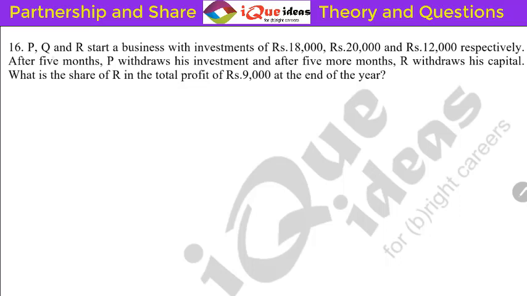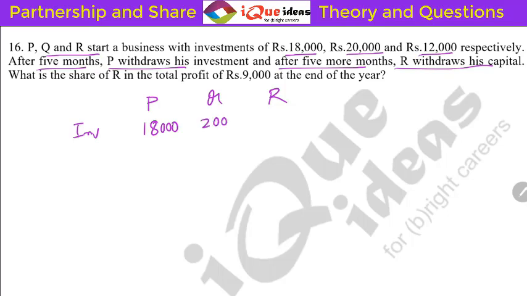Now the next one, the 16th question, says P, Q and R start a business with investments of 18,000, 20,000 and 12,000 respectively. After 5 months, Q withdraws his investment, and after 5 more months, R withdraws his capital. All right, perfect. I think we have done a similar question like this. Let's say P, Q and R investments are 18,000, 20,000 and 12,000. We can do a little bit of simplification here. 3 zeros are cancelled. So the investment ratio is 18 is to 20 is to 12, which you further divide by 2, it will be 9 is to 10 is to 6. This is the investment ratio.